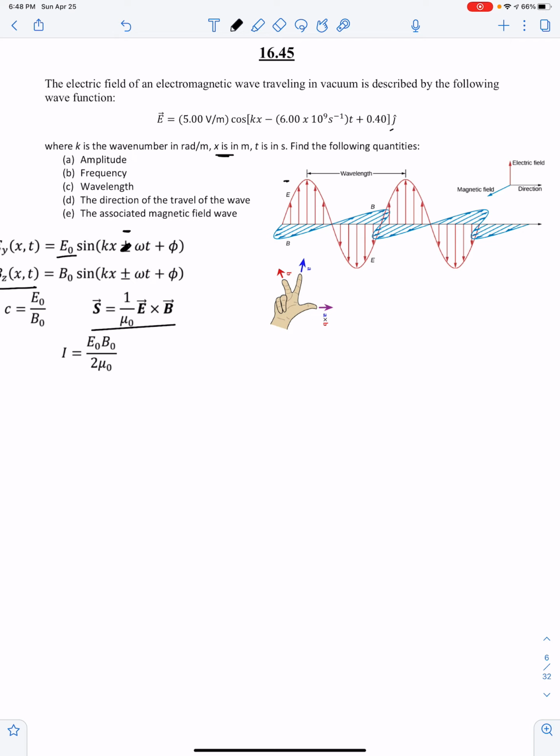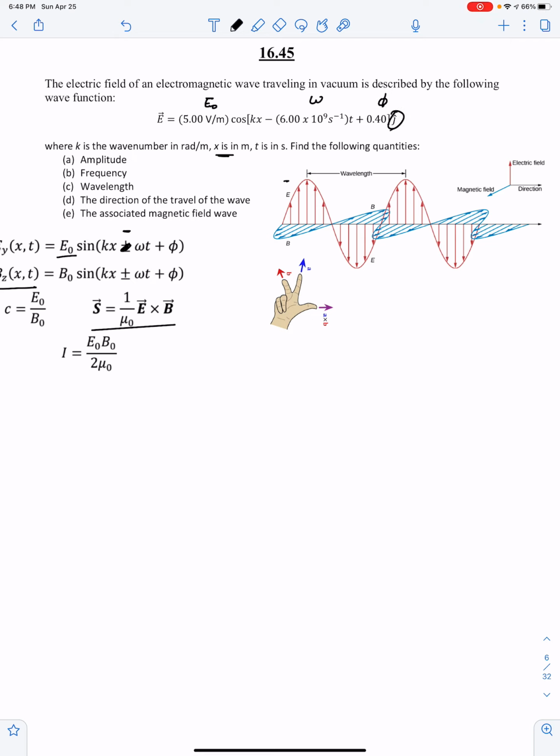16.45. And this helps us identify the principles of what I was talking about, the right-hand rule. So in this one it's saying, hey, the wave is traveling in a vacuum. Fantastic. And it's describing the following wave function. It's giving us an amplitude. This is E naught, or the amplitude. This is our angular frequency, and this is our phase angle.